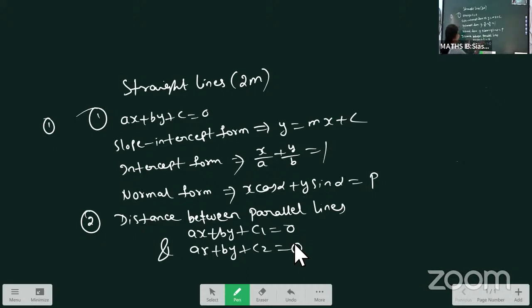The distance between parallel lines is given by the formula mod c1 minus c2 by under root of a square plus b square. That is, mod of the difference of constants by under root of coefficient of x square plus coefficient of y square. So this is the basic concept of the first question.